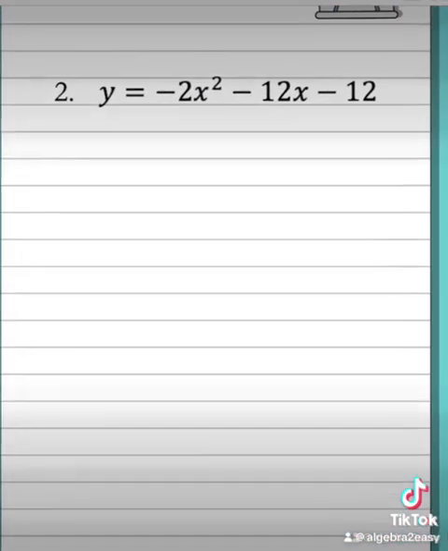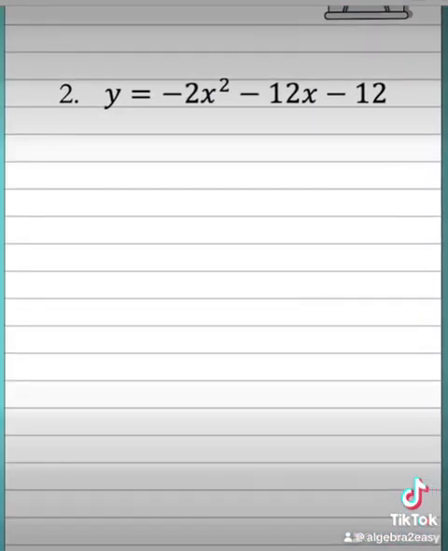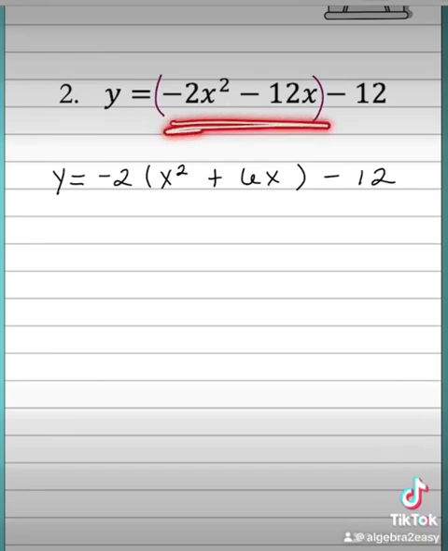Let's try another example. Y equals negative 2x squared minus 12x minus 12. Again, the first step is group your variables. I am looking to see if my leading coefficient is something other than positive 1. It is. It's a negative 2. So now we will factor out that negative 2 and rewrite our problem. So negative 2 factored leaves me with x squared plus 6x. And then we have our minus 12. This is why we group first, because we don't want to factor anything out of that constant.